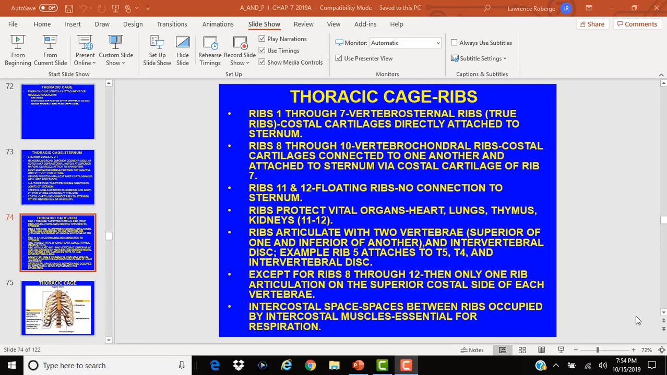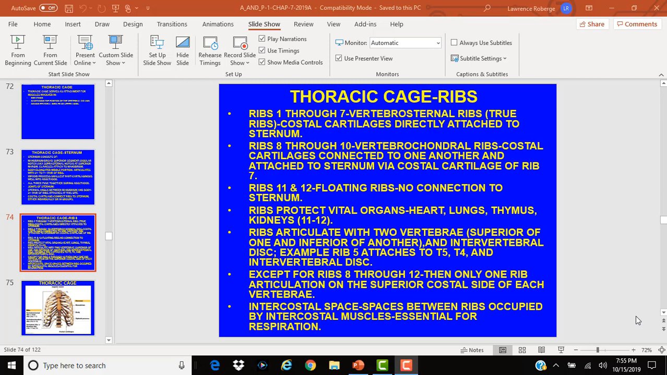Continuing with earlier, we're going to talk about the thoracic cage. We're talking about the ribs now. Ribs 1 through 7 are referred to as vertebrosternal ribs, true ribs. They have costal cartilages that are directly attached to the sternum. So rib, costal cartilage, sternum.